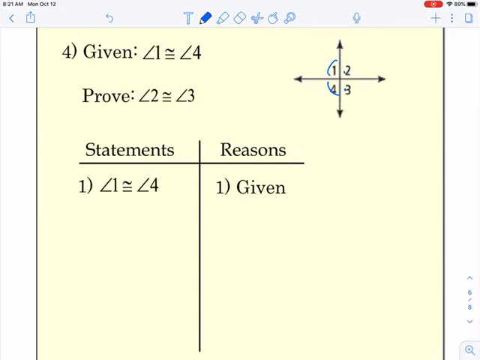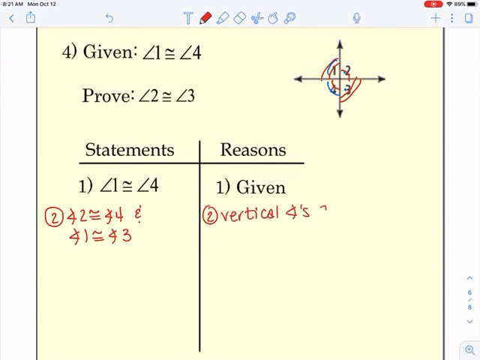Okay, now the next thing that I'm going to do is talk about vertical angles. Another thing that I know is that angle 4 is congruent to angle 2, and angle 1 is congruent to angle 3 because those are vertical angles. So I'm going to put that both into one statement. Angle 2 is congruent to angle 4, and angle 1 is congruent to angle 3. And that is because vertical angles are congruent.